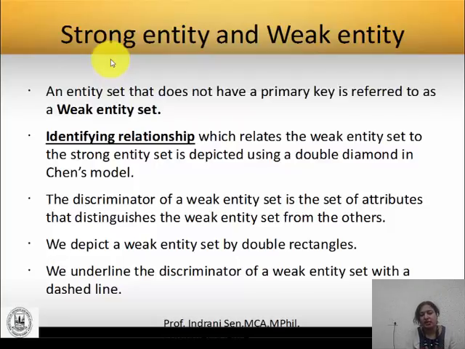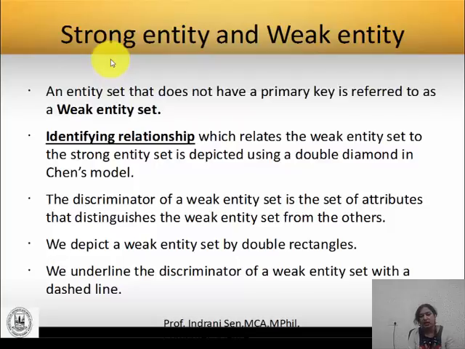A strong entity is an entity which is identified by a unique primary key. For example, you can talk about an employee who is identified by an employee ID, a student who is identified by his seat number. Then we can talk about a project which is identified by the project number, and so on. A strong entity is represented by a single-lined rectangle, while a weak entity is represented by a double-lined rectangle.